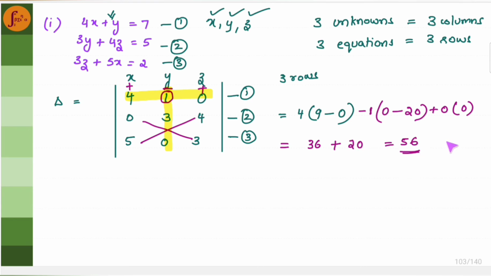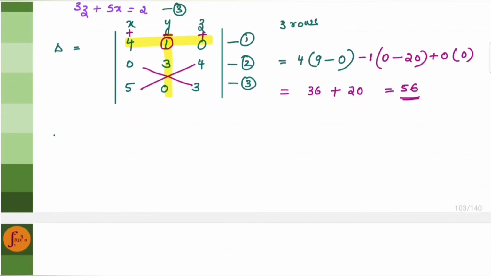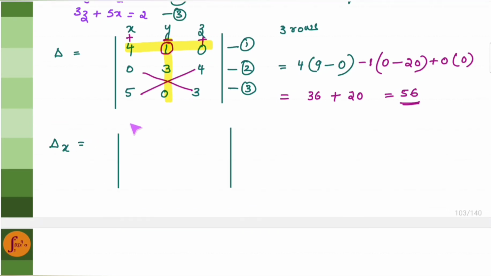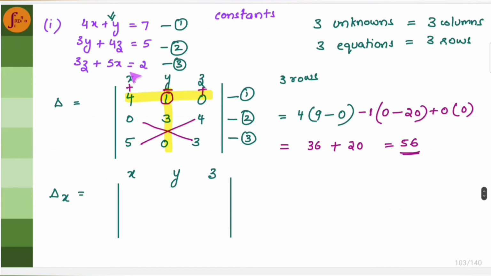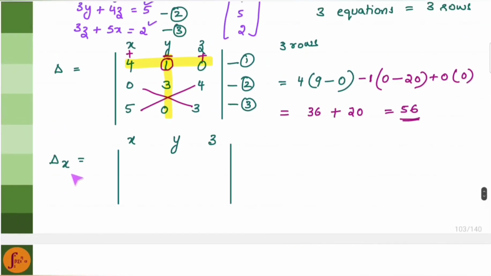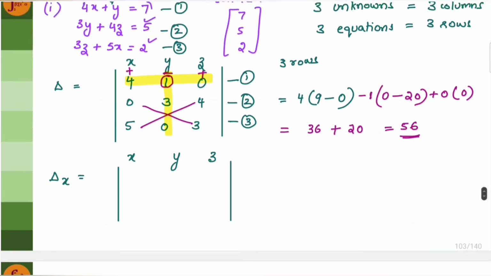So this is the determinant. Now we'll find x, right? What do we have to do? Let's copy paste. Let's write the determinant x, y, z. Instead of x, we'll put the constants. We haven't written the constants, right? Let's write down the constants. These are the constants, 7, 5 and 2. Now, if we're finding the determinant of x, we'll have to replace x with the constants. So x is going to be 7, 5, 2. And y, we'll just copy this. Y is 1, 3, 0. Z is 0, 4, 3.